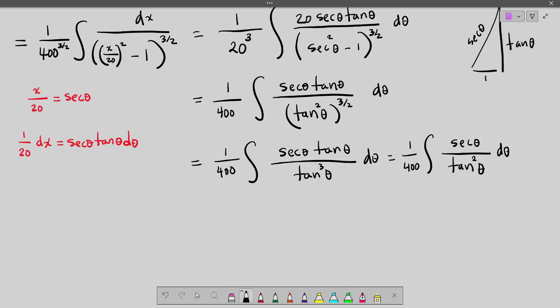So secant of theta is x over 20. Secant is x over 20, so hypotenuse over adjacent. Right? Secant is 1 over cosine. So cosine of theta is 20 over x. Cosine is adjacent over hypotenuse. Secant is hypotenuse over adjacent. Whichever way you can remember it easiest. And then this is square root of x squared minus 400. Now we good?